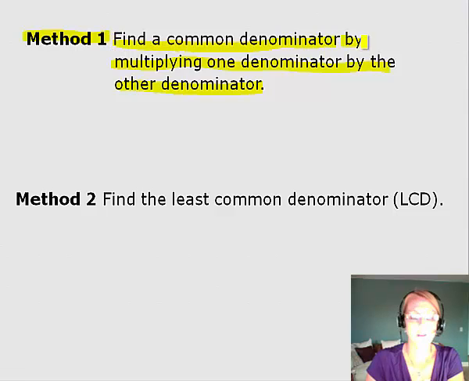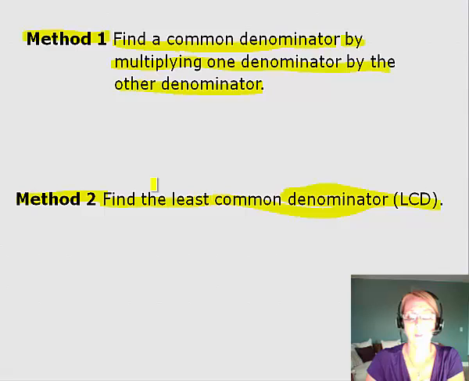Now method 2 also uses a common denominator. Both methods, you have to have a common denominator to add and subtract. Multiplication you do not, but in addition and subtraction you must have a common denominator. Method 2 is to find the least common denominator.